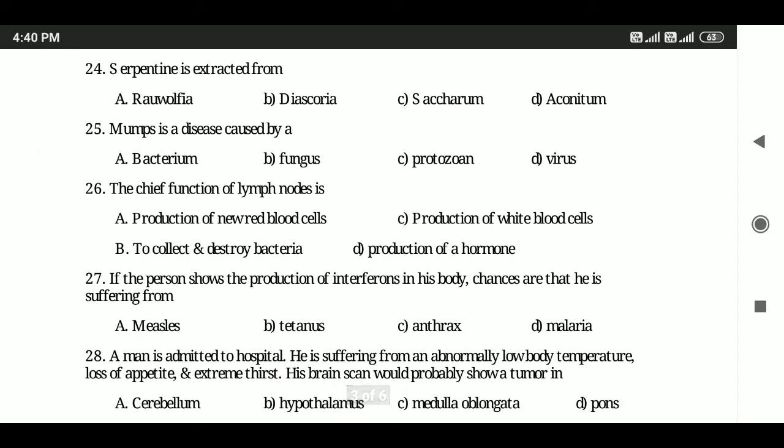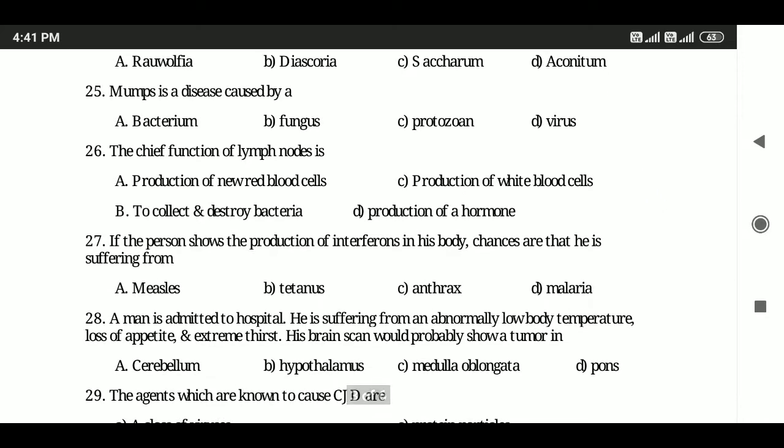Mumps is a disease caused by bacterium, fungus, protozoan, virus. Again, mumps is a viral infection caused by the mumps virus, which causes inflammation or swelling of the parotid salivary glands in our body. Especially our cheeks and the side of the ears will be swollen because of mumps.